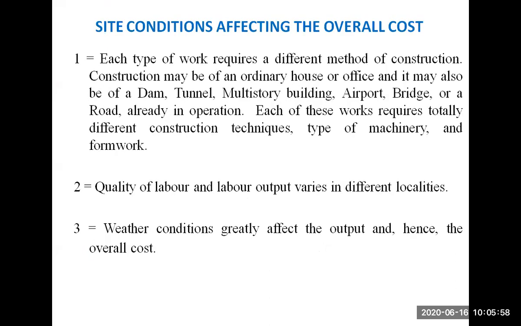Then, what are the site conditions which are going to affect the cost of the project? Here we are discussing the overall cost. So we have to consider all the factors which will affect the overall cost of the project. The site affecting factors are, first, the manpower that we have, the machine power that we have, then the type of construction method that we are going to adopt, then the quality of labor and labor output, which varies, then weather conditions. Definitely it depends on the weather also, which technique we are going to adopt for our construction, and based on that our overall cost will be affected.